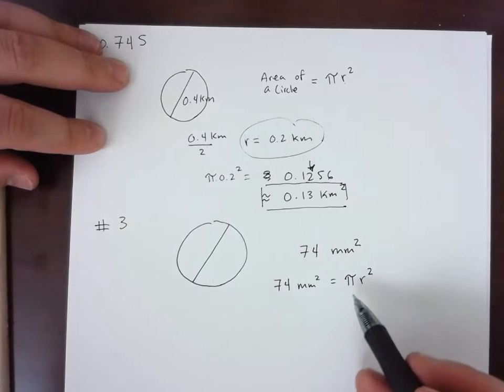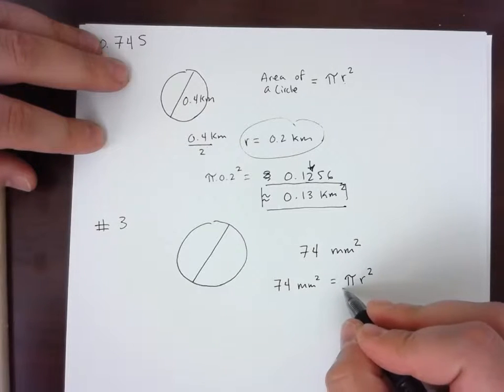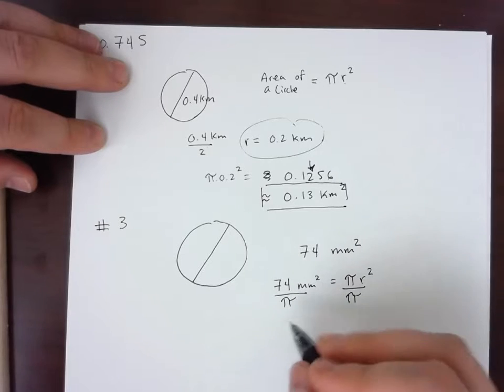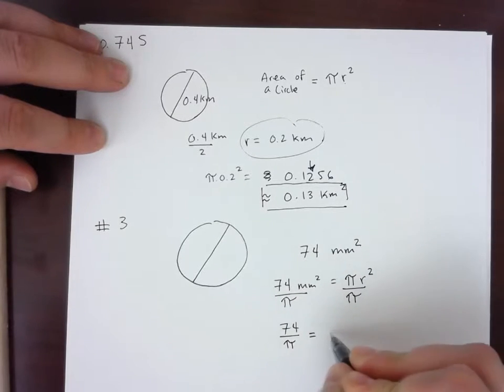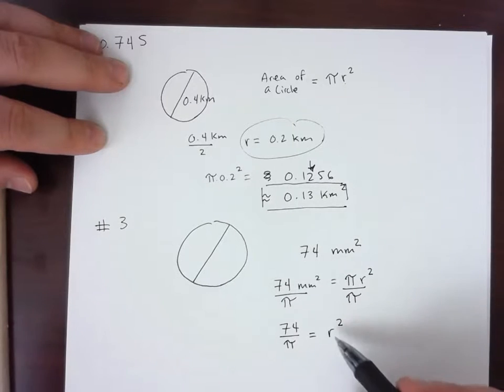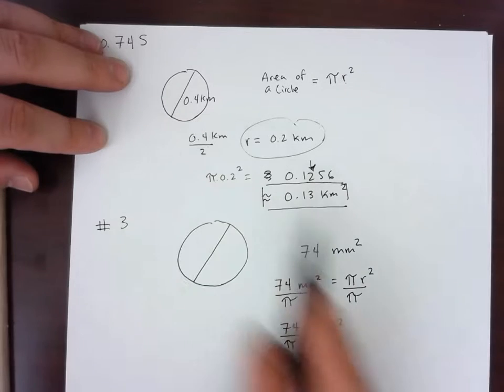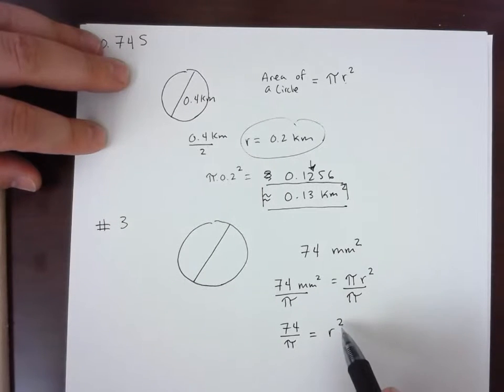Well, I got to work backwards. So what I can do, I can divide both sides by pi. So now I have 74 over pi is equal to r squared. And then in order to get the radius by itself, because I'm trying to get the diameter, remember r squared is not the diameter. The diameter is twice as big as r. So we have to take the square root of that.